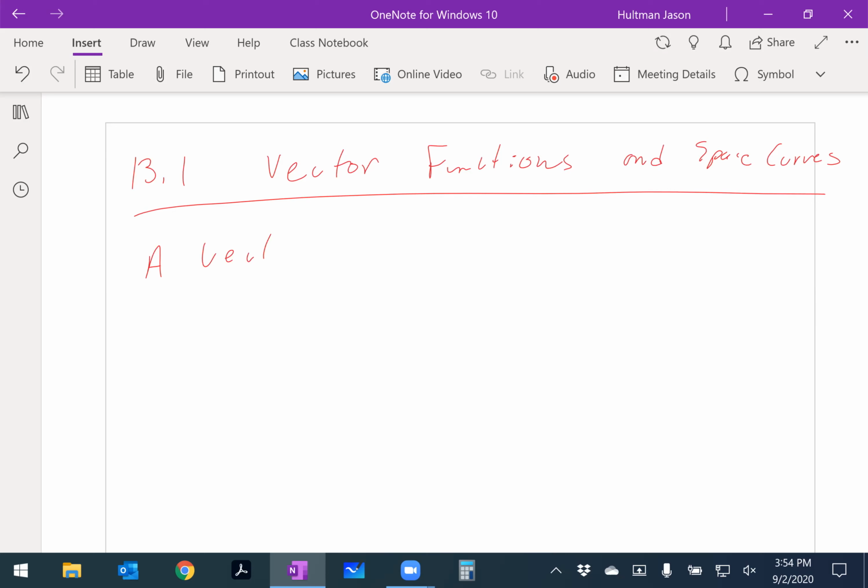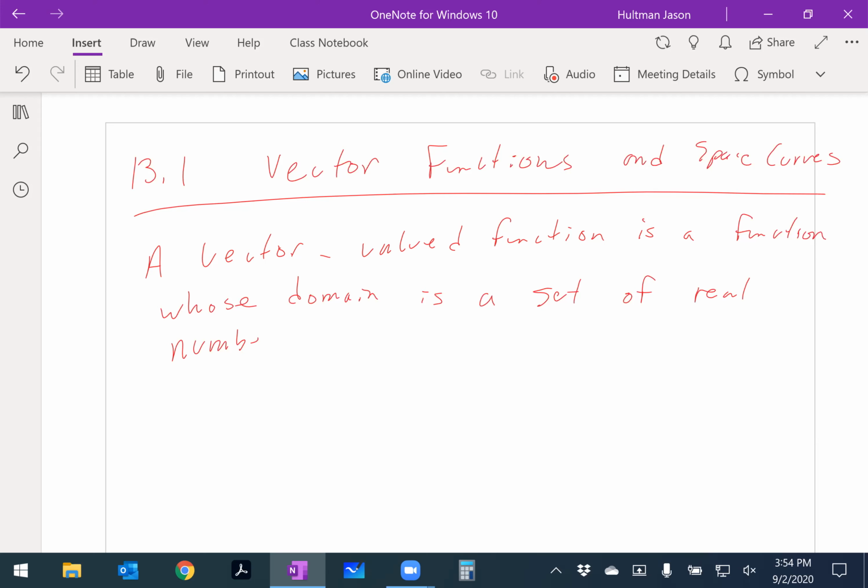A vector valued function is a function whose domain is a set of real numbers and whose range is a set of vectors.